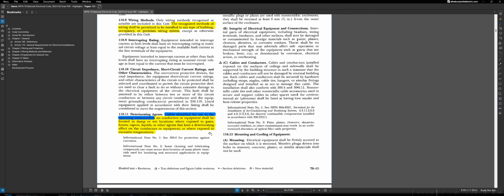Again, sticking with our wiring means and methods here, another consideration that the NEC looks at is the identified use of that in terms of the area. So if we look here, we're not permitted to install any type of wiring method or conductor in a damp or wet location or where exposed to gases, fumes, vapors, etc., unless that item is specifically identified for use in that area. In other words, if we want to install a conductor in a wet location, that conductor has to be identified as acceptable to do so.